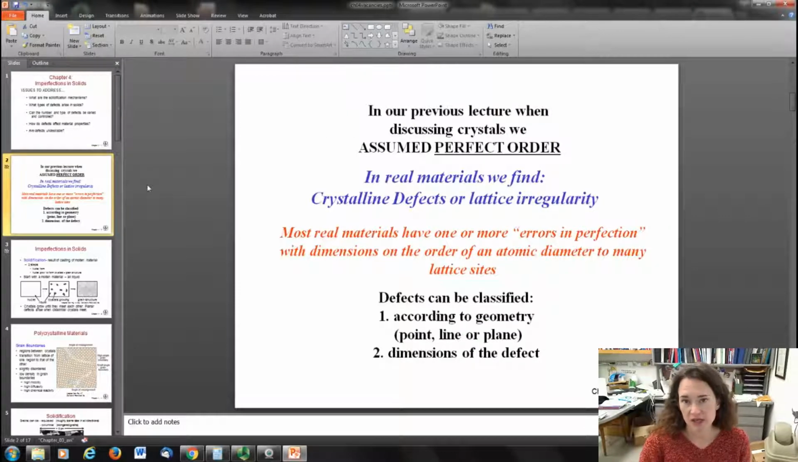So in chapter 3, in all those previous lectures, we really just sort of assumed that the order in a crystalline structure was absolutely perfect and there were no defects or irregularities. But real materials, of course, are packed full of defects and lattice irregularities, and they have many, many errors in perfection that have dimensions on the order of an atomic diameter to many lattice sites. So we can classify defects according to their type or geometry, their point defects, line defects, plane defects, and we can also classify them according to how big they are, the dimensions of the defect.